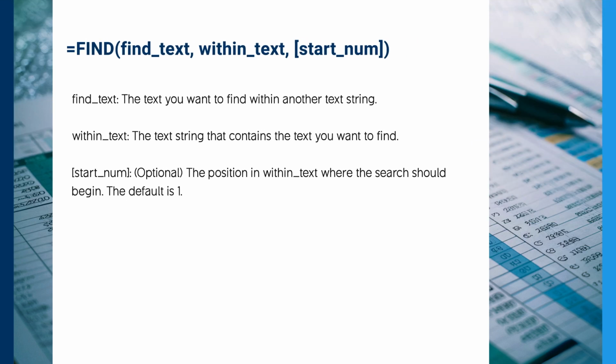Find_text: the text you want to find within another text string. It can be a single character, a word, or any substring. Within_text: the text string that contains the text you want to find. This is the string where find_text is searched for. Start_num, optional: the position within within_text where the search should begin. The default is 1, meaning the search starts at the first character. This argument is useful if you want to start searching from a specific character position within the string.